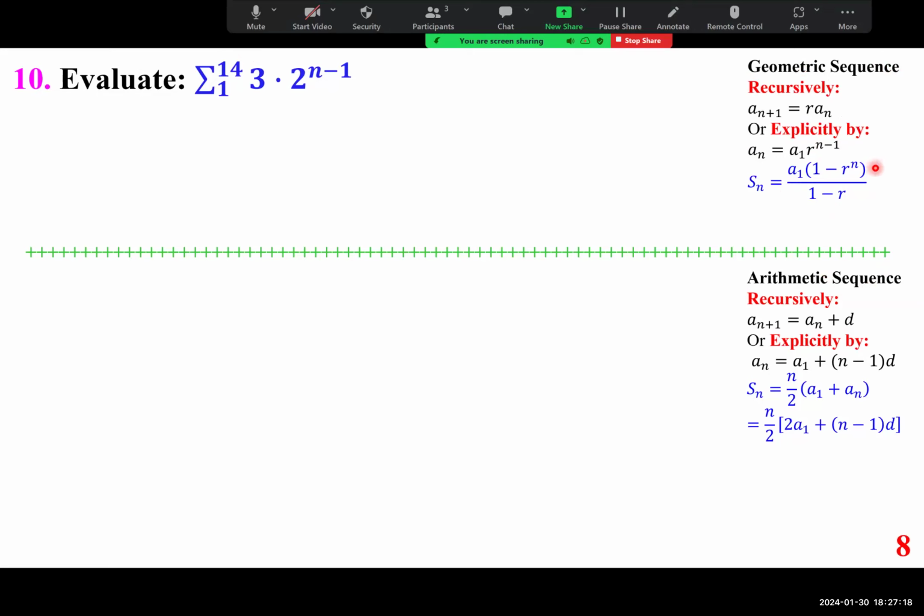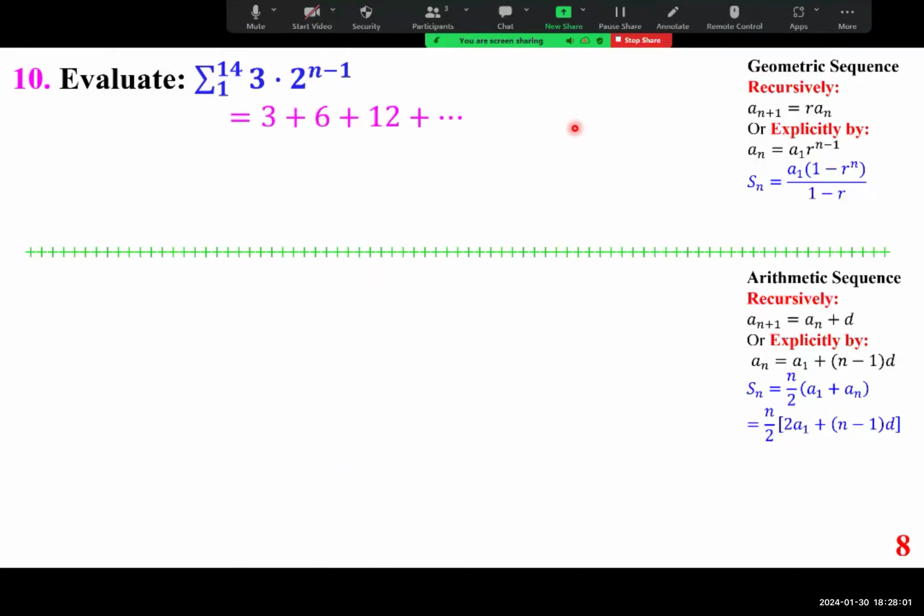So I think it's clear the first term is 3. If you compare it to this formula, r is 2. However, just to prove it and not take a chance, let's write the terms and add them up. If n is 1, 1 minus 1 is 0, 2 to the power of 0 is 1, so we get 3. If n is 2, we get 3 times 2 or 6. If n is 3, 3 minus 1 is 2, 2 squared is 4 times 3 is 12. So I hope you see that we have 3 plus 6 plus 12. Just plug in n equals 1, n equals 2, n equals 3.